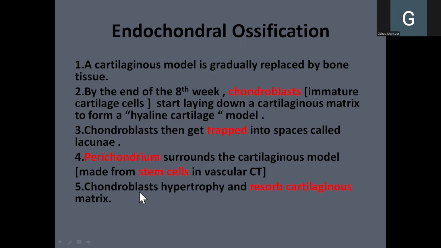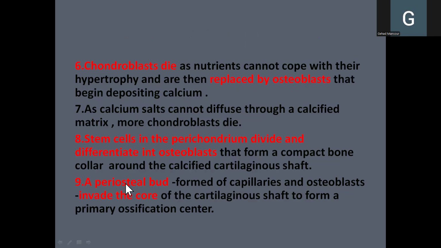When the chondroblasts find out that they are trapped inside the lacunae, they start resorbing the cartilaginous matrix. They start swallowing the cartilaginous matrix. They hypertrophy, they increase in size. Of course, when they increase in size, they need more energy. And since there isn't enough energy that reaches them, they will die at the end of the day, because even when the nutrients that reach them are high, they cannot cope with the huge increase in size that occurred.